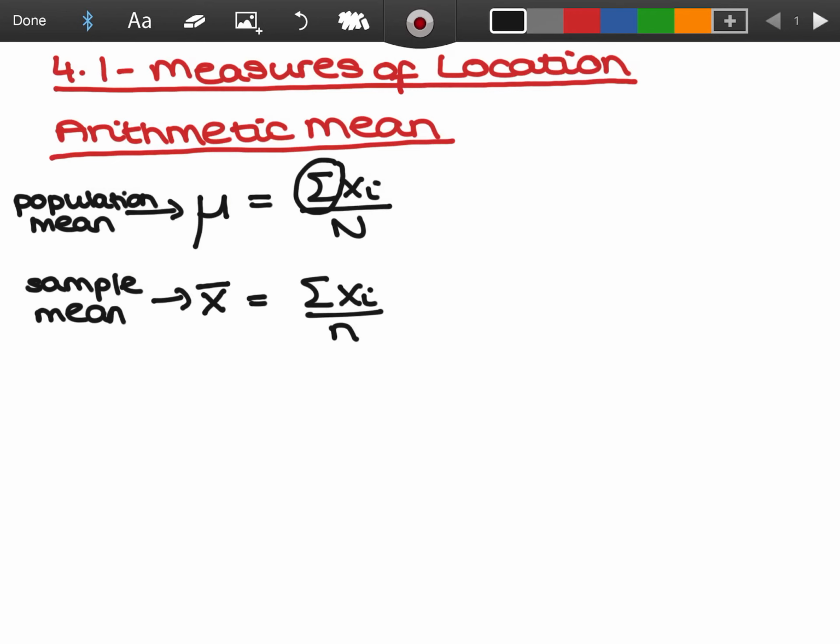Okay, the number of data points in a population we denote with a capital N, and the number of data points in a sample we denote by a lowercase n. Okay, that's the only difference, but both of these equations are saying the exact same thing. We're taking the sum of all of the data points and we're dividing by the number of data points that there are. So this is the normal average that we are used to.